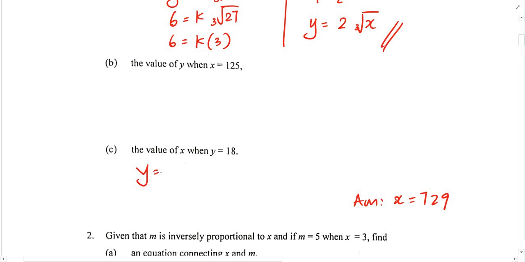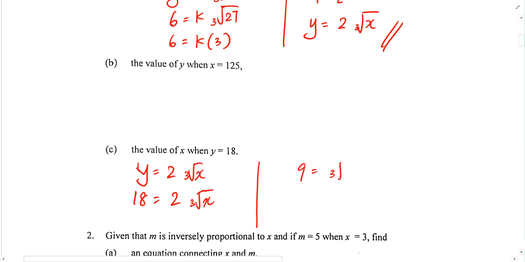Since y equals 2 times the cube root of x, I can substitute in values. y is 18, so 18 equals 2 times the cube root of x. So I divide by 2 on both sides. I will get 9 equals the cube root of x. In order to find x, I must cube both sides. So x equals 9 cubed, which is 729. Can?